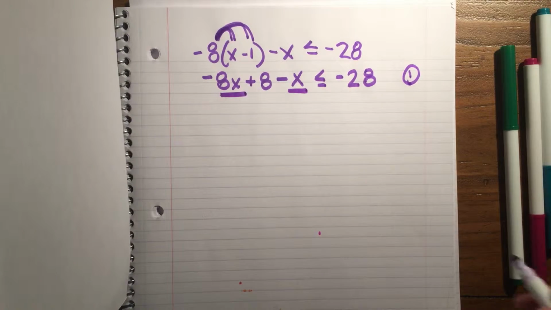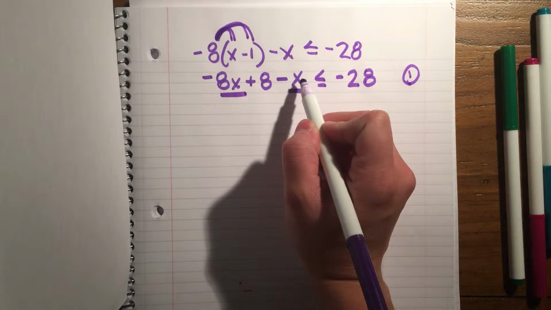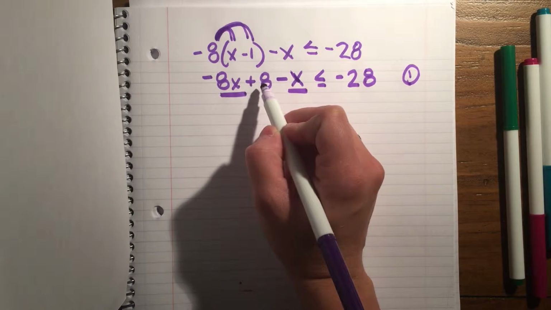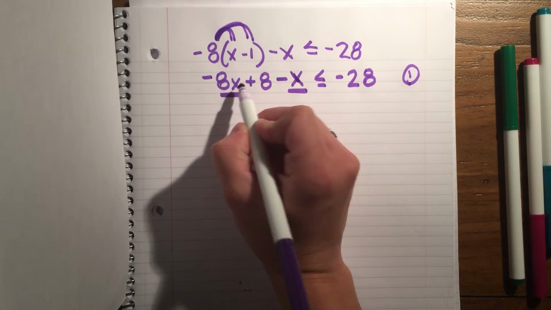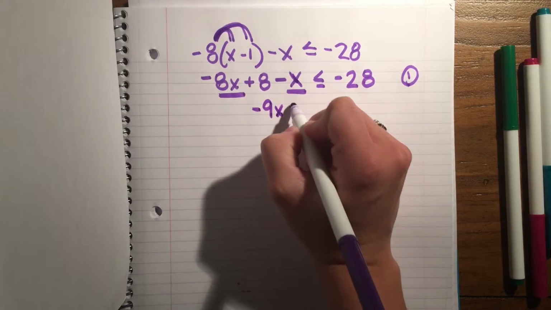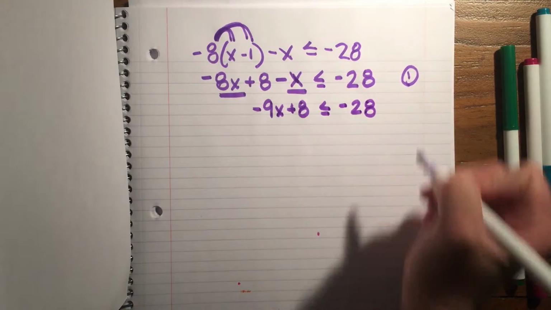So I like to underline my like terms, and when we combine them, we use the operation in front of what we're trying to combine, especially if they're separated by something in between. So -8x minus x is -9x plus 8 is less than or equal to -28.